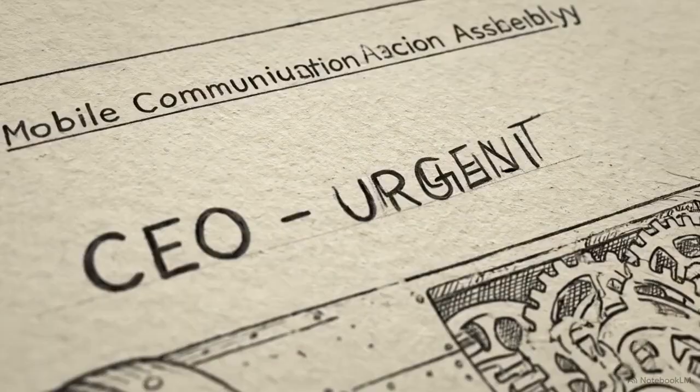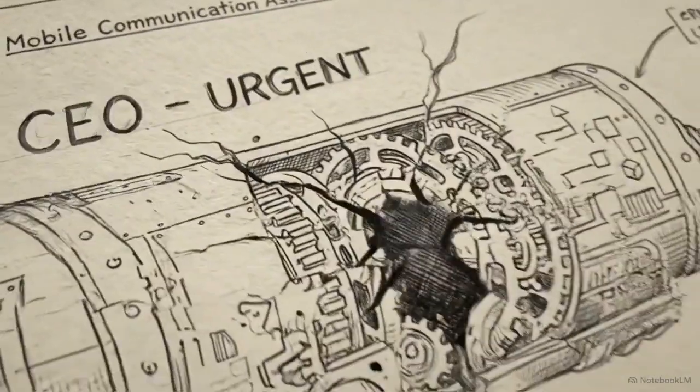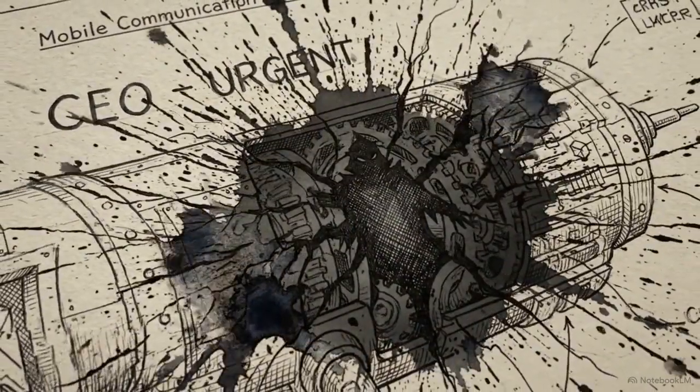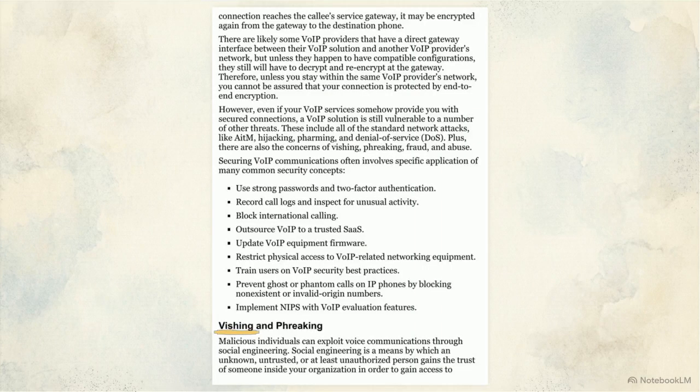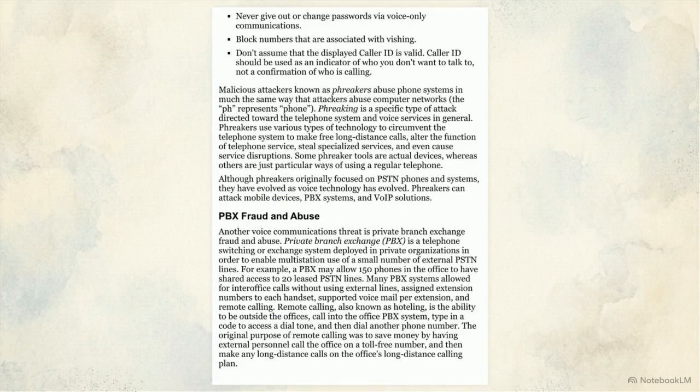This structural vulnerability is exploited through voice-based social engineering, where adversaries falsify caller ID to mask their identity. Known as vishing, this threat requires a combination of strong passwords, call log inspection, and the implementation of NIPS with VoIP evaluation features. Because technical controls like EAP and QoS cannot account for every human variable, secure communication ultimately relies on clear policies, such as the rule to never change or give out passwords via voice-only communications.